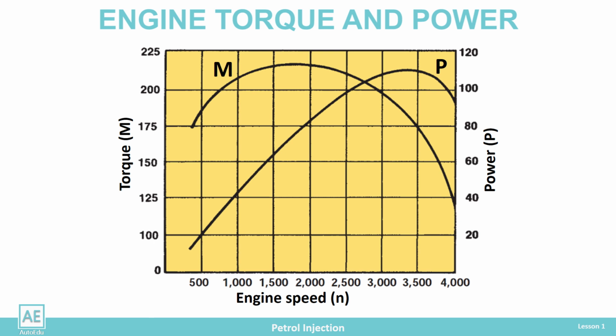As the revolutions per minute increase, the engine power increases, and unlike the torque, the maximum power is achieved at a higher speed. For the given engine, the graph shows that the maximum power is reached at 3,500 RPM and then drops. The third graph indicates the engine power used to overcome friction and resistance within the engine itself.